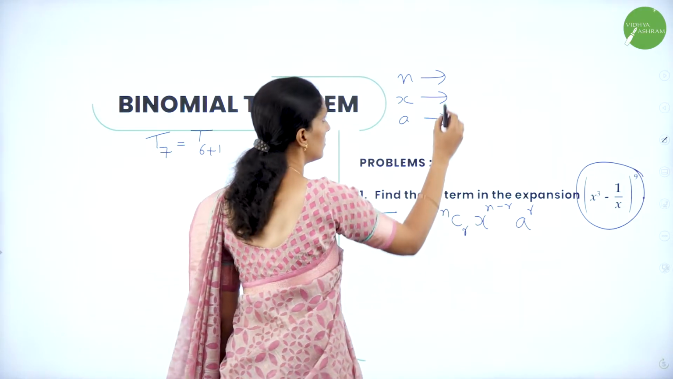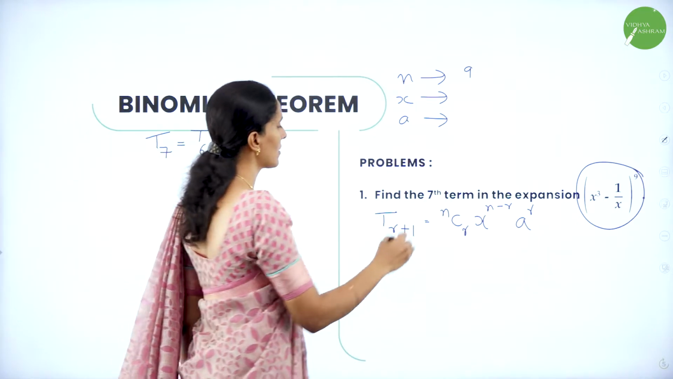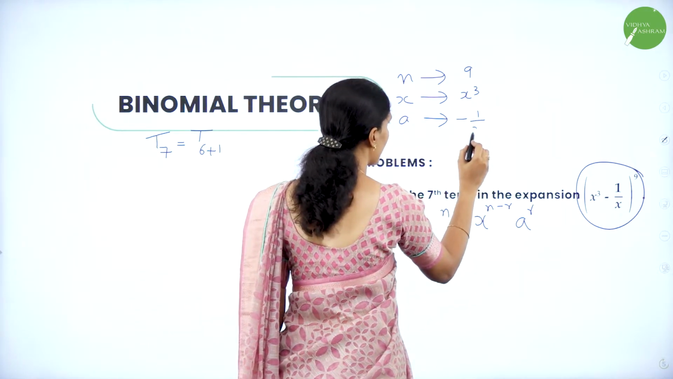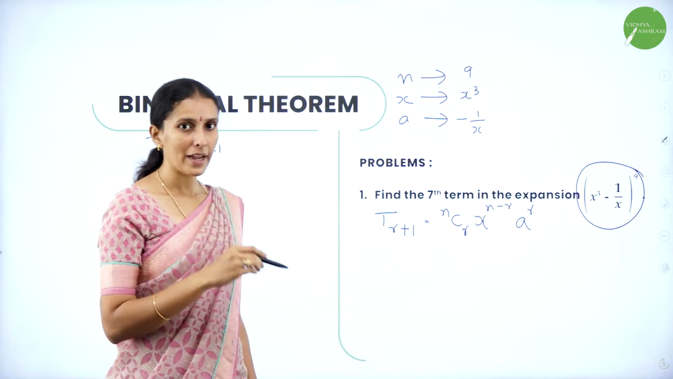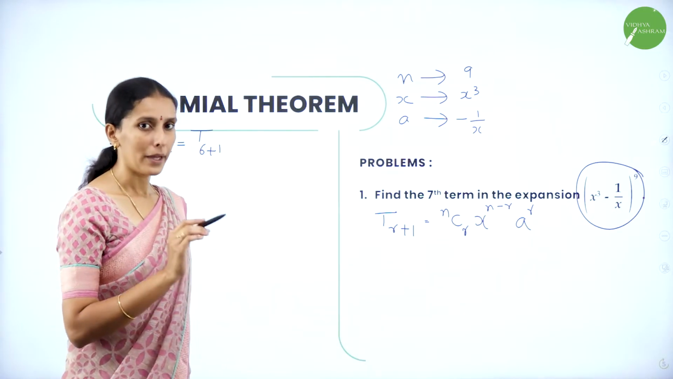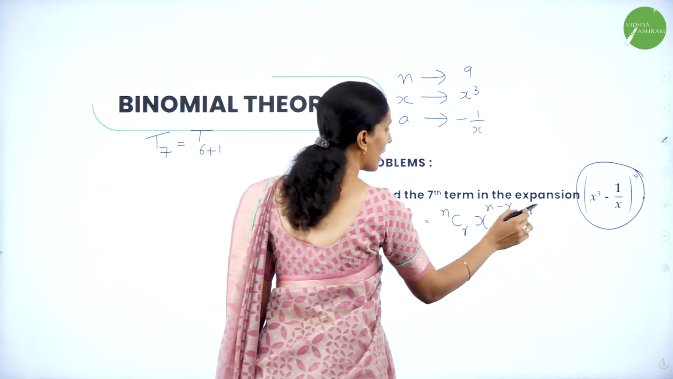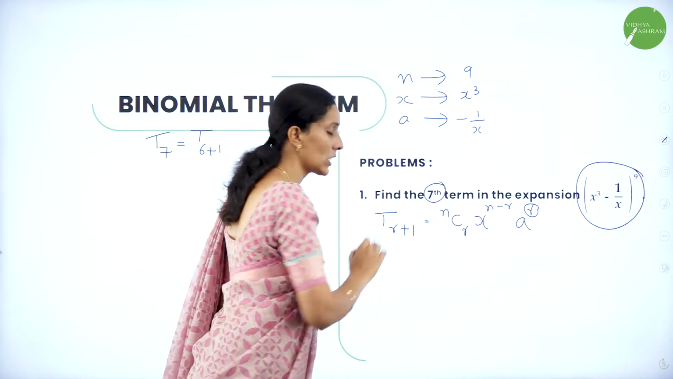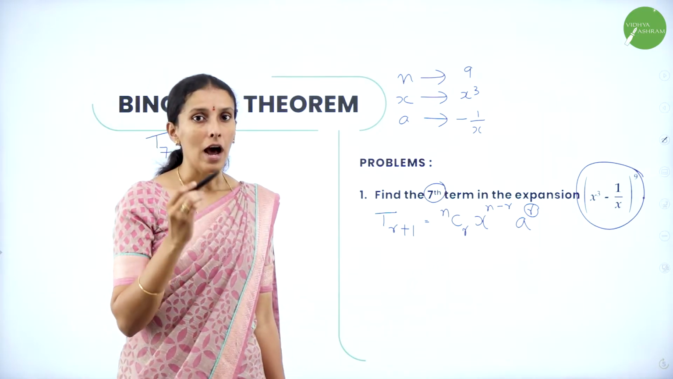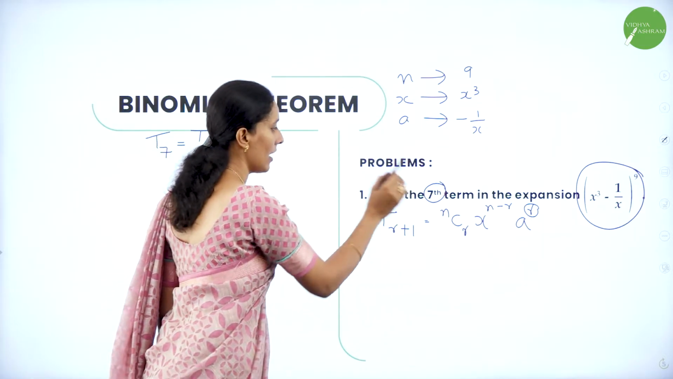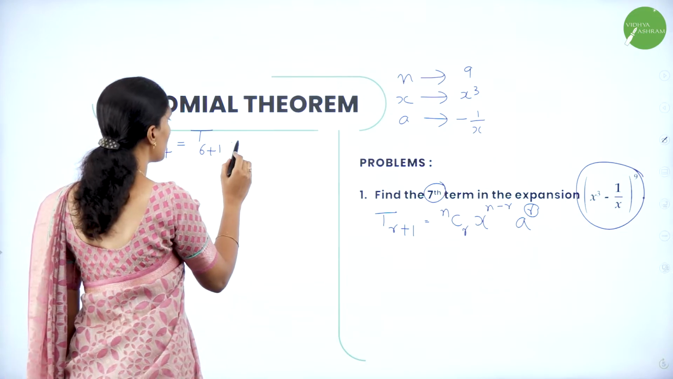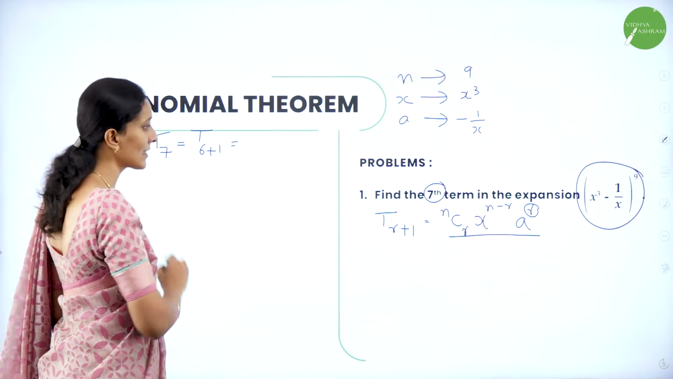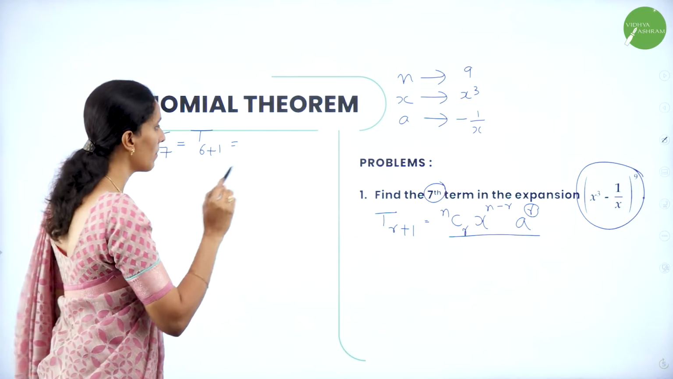So what is n? 9. What is my x? x cube. What is my a? Minus 1 by x. So remember, when you have minus, you should substitute the value of a as minus only. Now r I don't know, so here is r I'll get. Whenever they ask the 7th term, 8th term, 10th term, r is 1 less than the term number. Remember it. So now I'll express this in the general form. n means 9, r is 6, x is x cube, a is minus 1 by x.